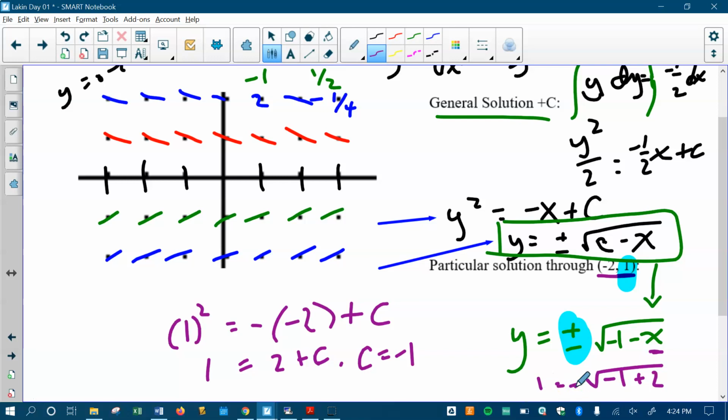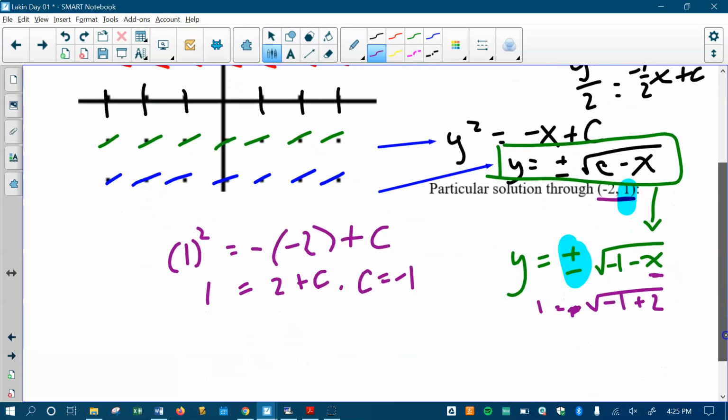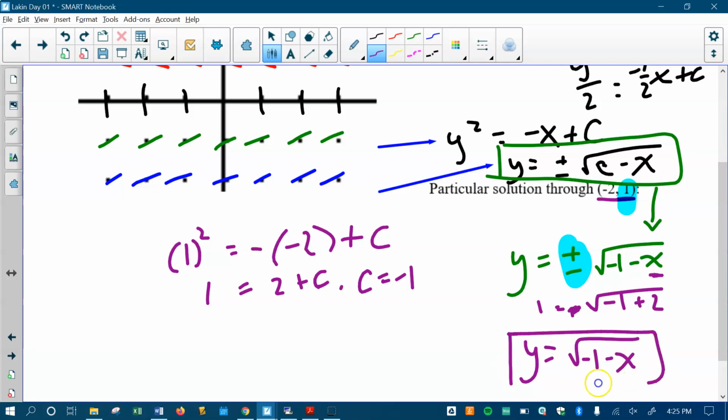Like if I put a negative here, I would get a negative 1, but I actually want a positive 1 out, because the 1 is the y value in my solution. In short, whatever sign the y value is, go with that sign for the function. So my final answer here is going to be y is equal to the square root of negative 1 minus x. That's the particular solution.